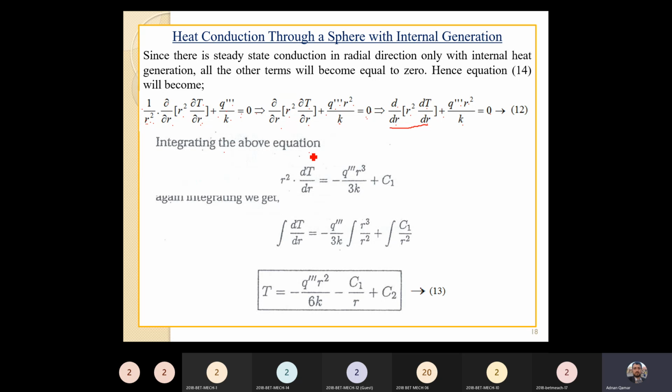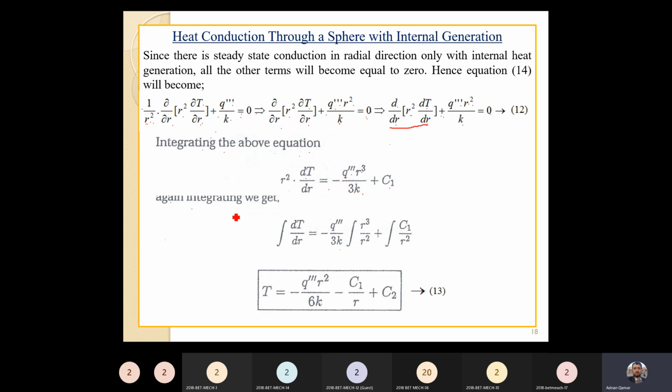So integrating the above equation, you will take the first integral, this derivative would be cancelled out. So you will get r square dT over dr is equal to, when it goes to the other side, it would become minus q triple dash. When you take the integral of r square, it would become r power 3 over 3. So it would become minus q triple dash r power 3 over 3k plus c1.